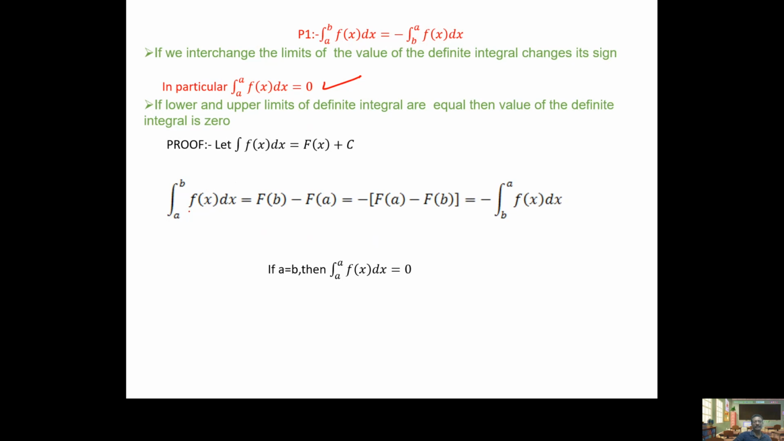See, integral a to b f of x dx. What is integral f of x dx? Capital F of x plus c. So integral a to b f of x dx is equal to F of b minus F of a, which is equal to, taking one minus outside, minus of (F of a minus F of b), which is equal to minus integral b to a f of x dx. Suppose a is equal to b, what will happen? F of a minus F of a, what is the answer? 0.